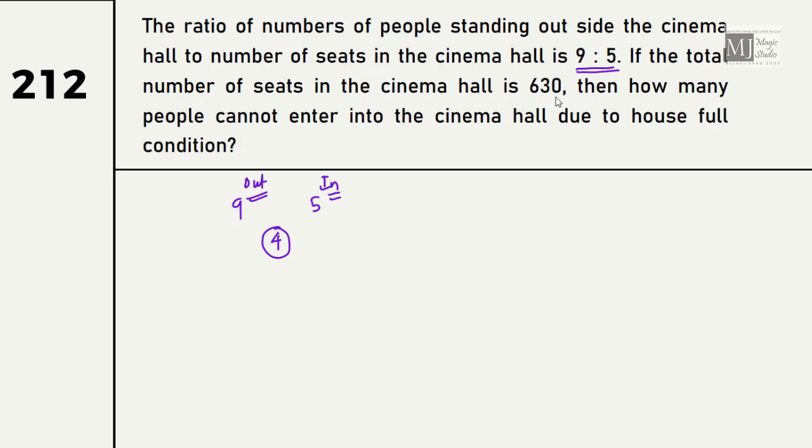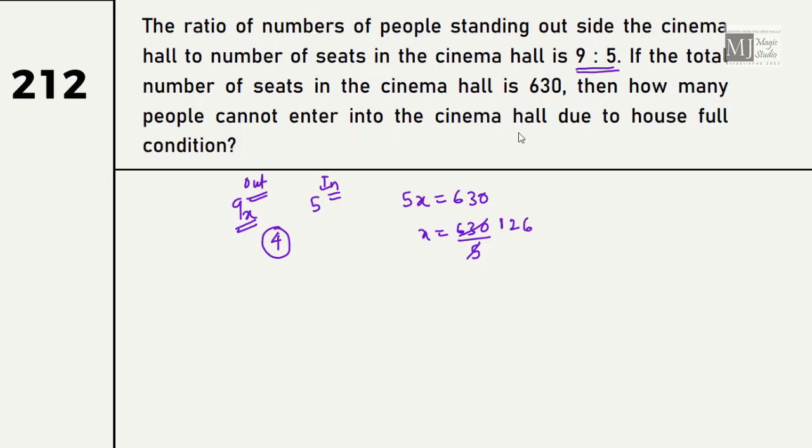If the total number of seats in the cinema hall is 630, that means if we consider 5x as 630, then x equals 630 by 5, which is 126. That means total 9x people are standing outside.